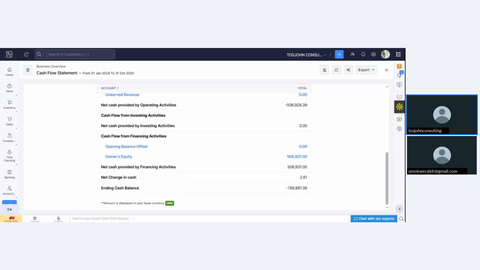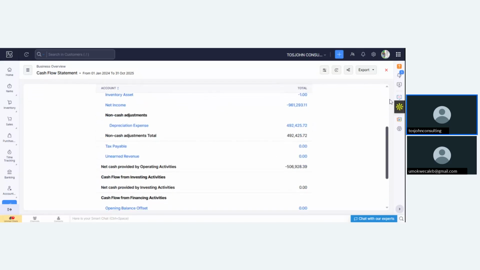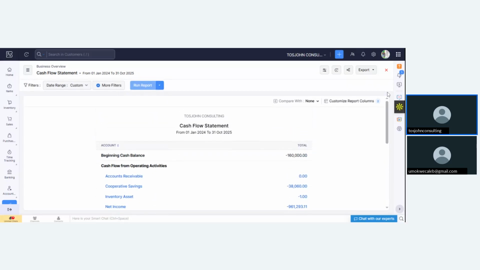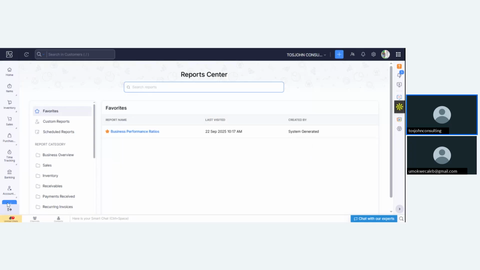So at the end of the day, you should have net change in cash, and the ending balance. Whatever you have in this place must be equal to what is in your bank account, because it is cash flow, inflow and outflow. So that is the cash flow statement. It helps you to monitor all your transaction flows, money flowing into your business. So you can see how good the accounting software is. It's very, very robust and very useful for business.